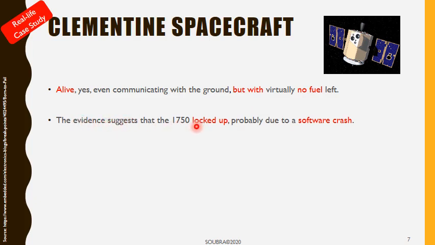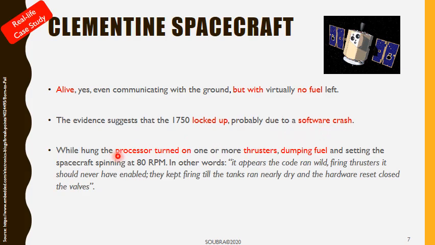It suggests that the embedded system locked up, so basically it went bananas, right? This is due to the software crash, and then the embedded system, so the processor, kept on turning on the thrusters and dumping fuel, and the spacecraft kept on spinning round and round. And you can see that we have no more fuel, hence we cannot go to Geographos and do the missions, so it was abandoned.